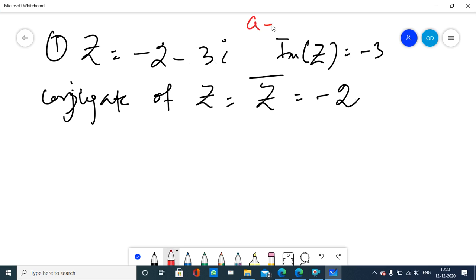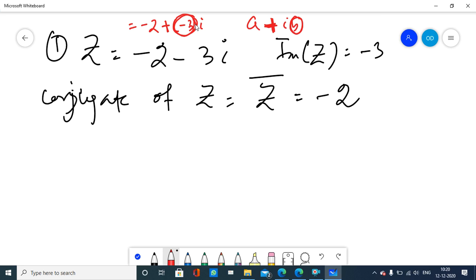It's -3. Remember, the standard form of the complex number is a plus ib; there is a plus in between. Whatever real number is multiplied with i, that is your imaginary part, and there should be a plus in between. So if I write -2 minus 3i, I can write it as -2 plus (-3) into i. Now you see this is exactly the standard form. There is a plus in between. So whatever real number is multiplied with i, which is -3 in this case, that is the imaginary part of the complex number.